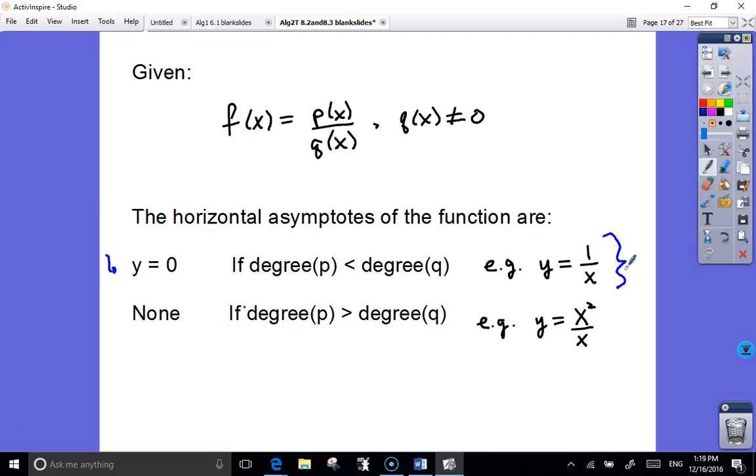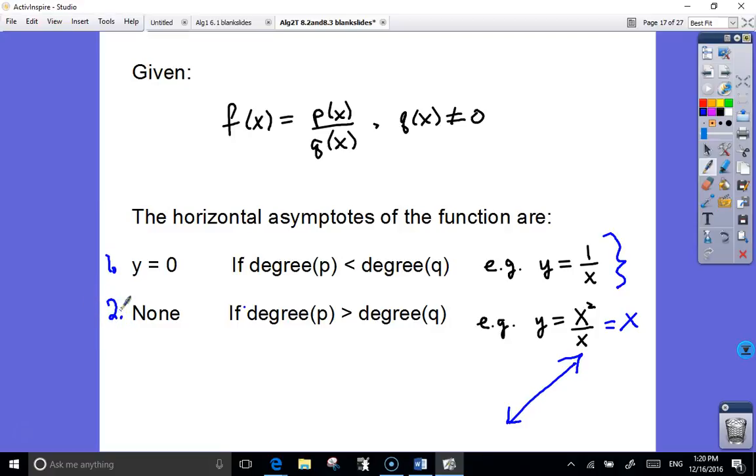If the numerator, p, has a higher degree than the denominator, there is no horizontal asymptote. Like x squared over x. I mean, we could simplify that. That's just plain old x. That's actually the identity function. If it's a horizontal asymptote, then you expect that your function is approaching that line as it goes towards the ends of the graph. And obviously y equals x, it's not. It's just going towards positive infinity on one side and negative infinity on the other. So that's rule 2.